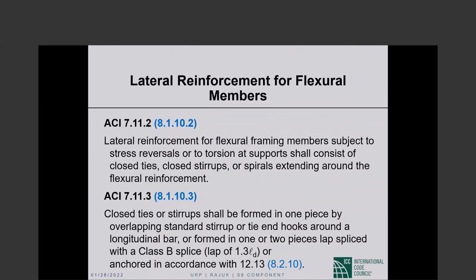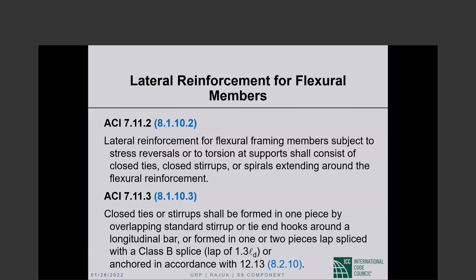Lateral reinforcement for flexural framing members subject to stress reversals or to torsion at supports shall consist of closed ties, closed stirrups, or spirals extending around the flexural reinforcement. So torsion requires closed transverse reinforcement, as we have seen, and the same thing is true of stress reversals. If a bar can go into tension and compression because of seismic excitation typically, then we also need closed transverse reinforcement.